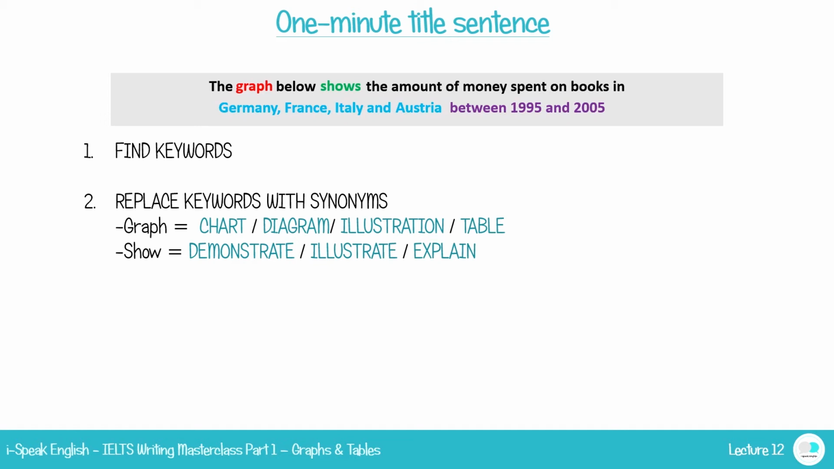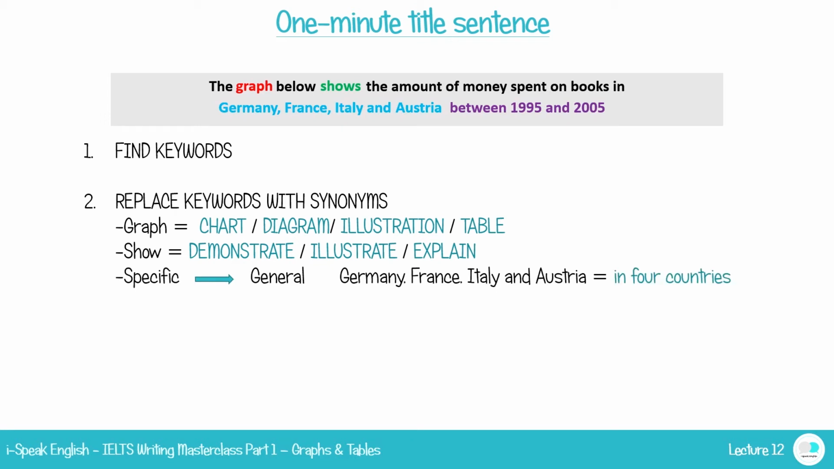If you have something specific, like specific names of countries or specific dates or brands of products or something, make these general. So for example, if you have Germany, France, Italy and Austria, make it general in 4 countries. And vice versa, if you have something general, make it specific. So if we have over 10 years, very general, make it specific and use the exact years if you have that information. So it becomes between 1995 and 2005.